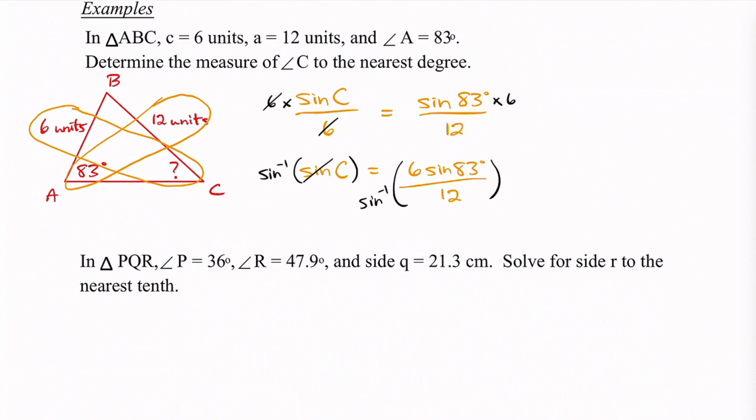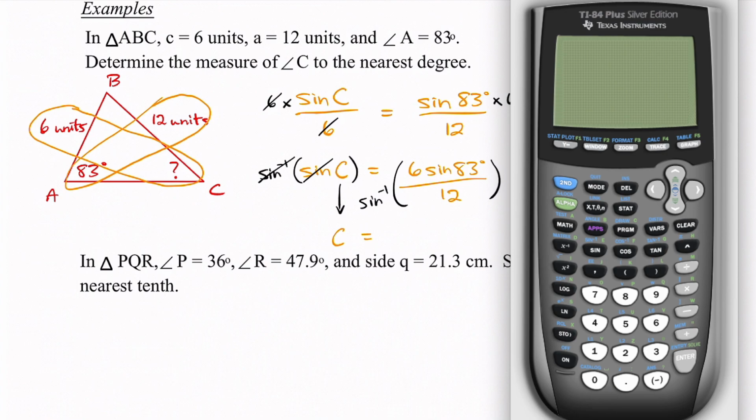So sine inverse cancel, and then the only thing we have coming down is C. So C equals, and then this whole mess, we're going to take that and put that all in our calculator. So let's go ahead and do that. Bring out our calculator, turn her on, and then we're going to type this.